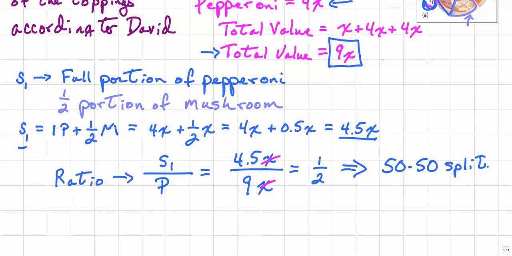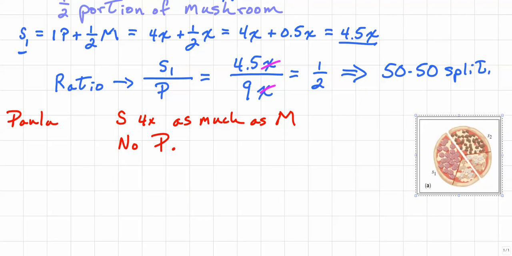Now, that's in terms of David's side. Let's discuss Paula's side. When I say Paula's side, what I really should say is Paula's valuation. So remember, she likes sausage 4 times as much as mushroom, and she does not like pepperoni. The first thing we notice is, since pepperoni is on side 1, Paula naturally will choose side 2.